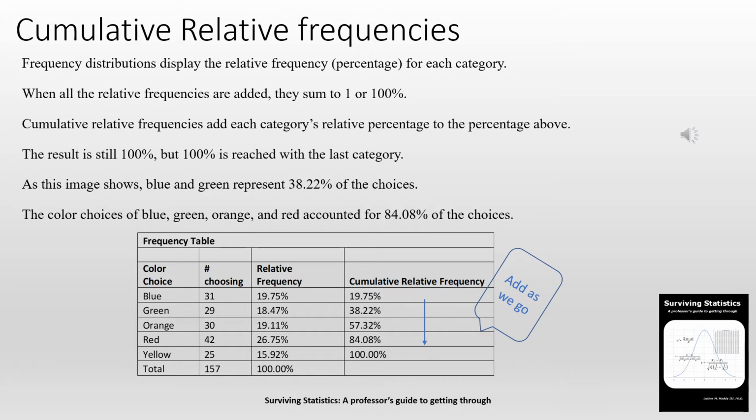Then we continue to add down. We add orange, and orange is 19.11% added to the 32.22 ends up with 7.32%. And then we add yellow, and finally red, and we end up with 100%. So cumulative relative frequency simply adds the relative frequency of the one category choice to the one above it and continues on down until we have 100% of the choices taken care of.